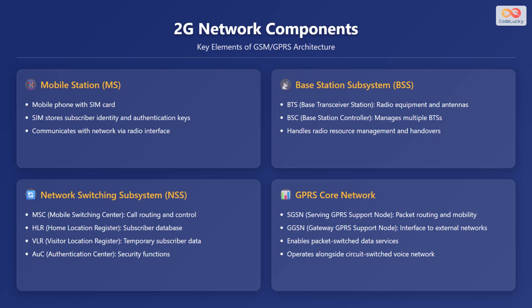It also includes the HLR, or home location register, a comprehensive subscriber database, the VLR, or visitor location register, for temporary subscriber data, and the AUC, or authentication center, which provides security functions. Finally, we have the GPRS core network, which includes the SGSN, or serving GPRS support node, for packet routing and mobility management, and the GGSN, or gateway GPRS support node, which provides an interface to external networks, enabling packet-switched data services alongside the circuit-switched voice network.